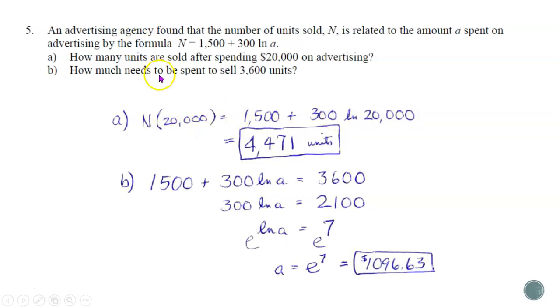Then B, how much needs to be spent, that is, what does A have to be, to sell 3,600 units, for N to be 3,600. So put 3,600 in for N and solve for A. Subtract 1,500 from both sides, then divide both sides by 300, then get the ln out of the way by undoing it with the e to the x function. E to the ln of A would just be A, and so that would be equal to e to the 7, which comes out to be about $1,096.63.